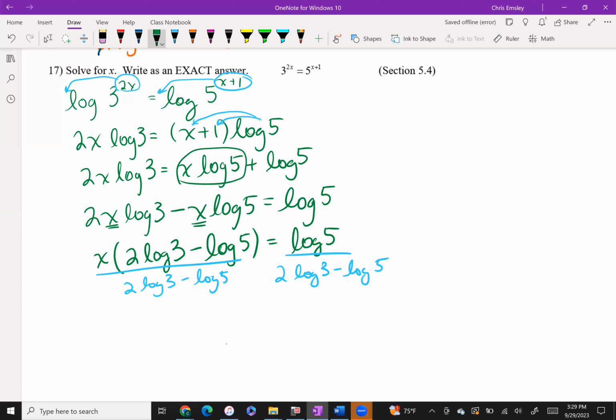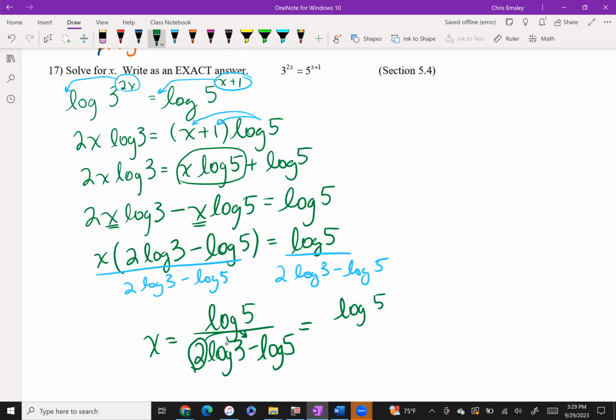So that our solution is x is equal to log 5 over 2 log 3 minus log 5. We can do a little simplifying in here using our properties of logarithms. This 2 can be moved up into the exponent so that we have log 5 over log 3 squared minus log 5. 3 squared is 9. And these are matching logarithms, log base 10, log base 10. Subtracted means we can combine those two.